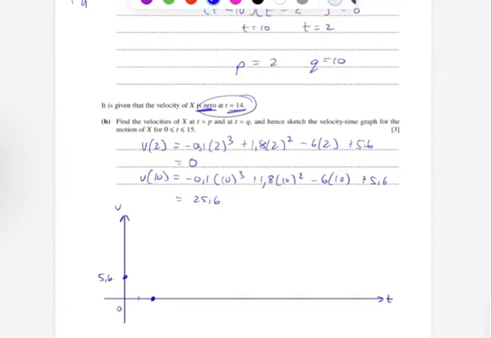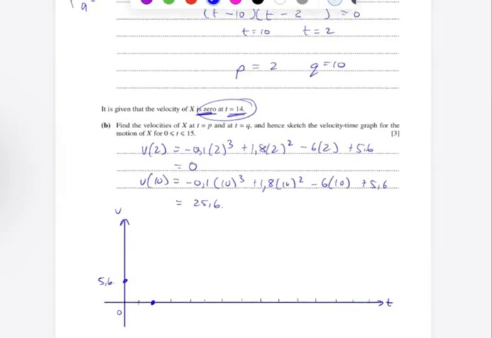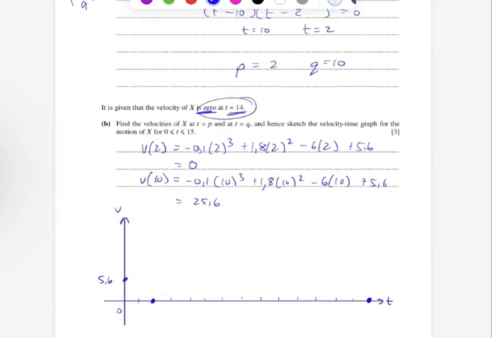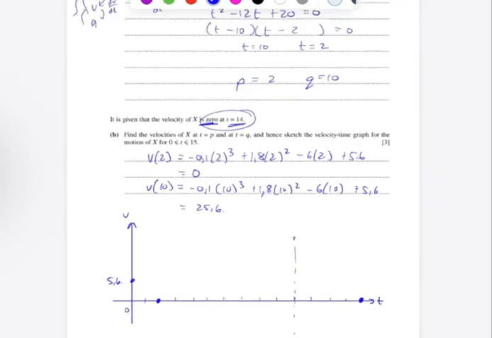Then 1, 2, 3, 6, 8, 9, 10. And then 14, they said at 14 it's 0. And at 10, there's a turning point somewhere at 10. And that's where my velocity is 25.6. So I'm going to assume that's a minimum. Okay, so I'm going to draw this and it's going to come down there. So it's going to look something like that.